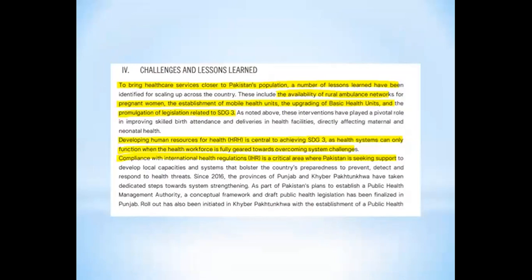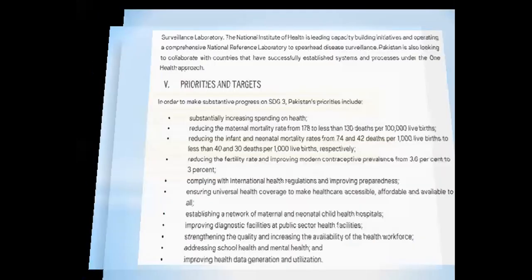To bring healthcare services closer to the Pakistan population, a number of lessons learned have been identified: the availability of a rural ambulance network for pregnant women, establishment of mobile health teams, upgrading of BHUs, and promulgation of legislation related to SDGs. But Pakistan needs to work on developing human resources for health, which is central to achieving SDGs, as a health system can only function when the health workforce is fully geared toward overcoming system challenges. Compliance with international health regulations is a critical area where Pakistan is seeking support to develop local capacity and systems that boost the country's preparedness to protect, prevent, and respond to health threats.